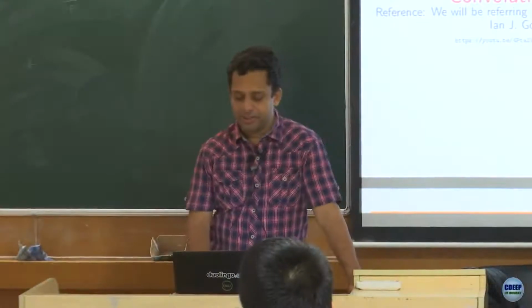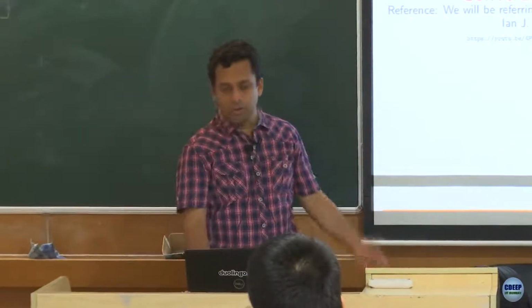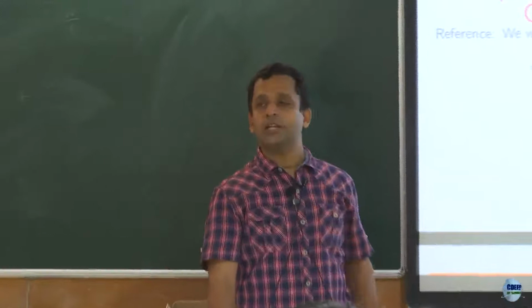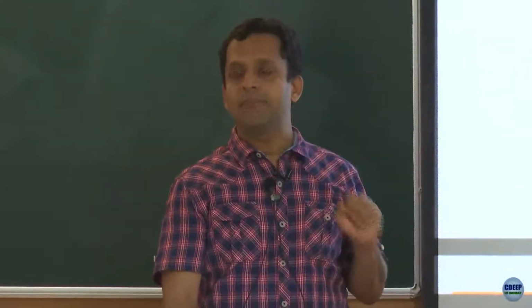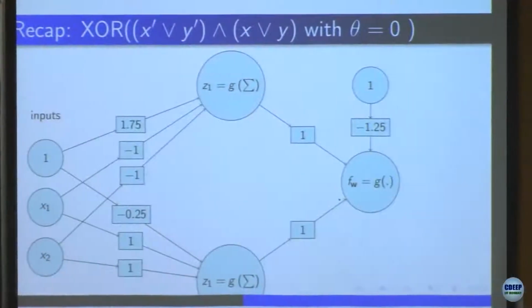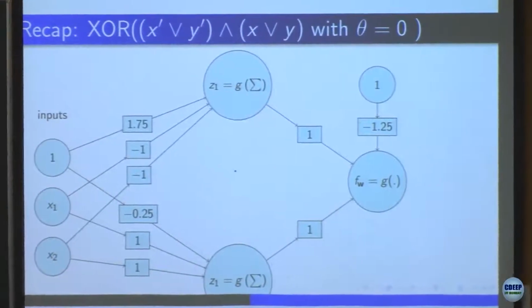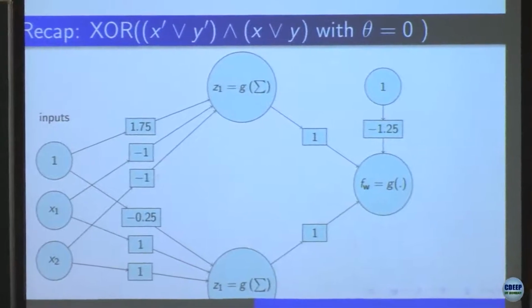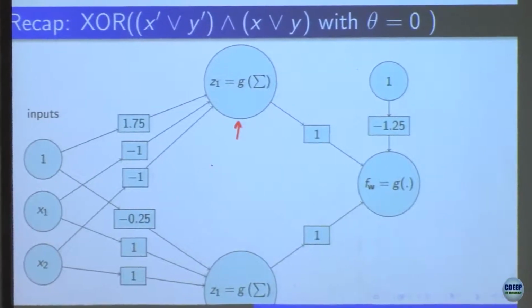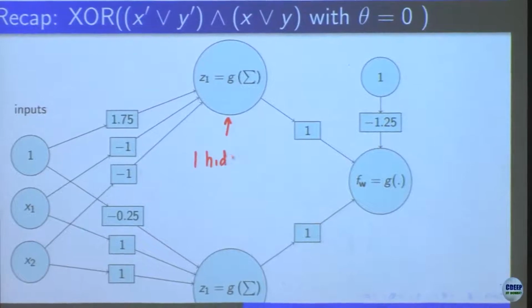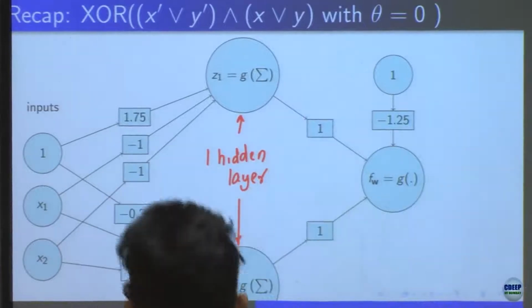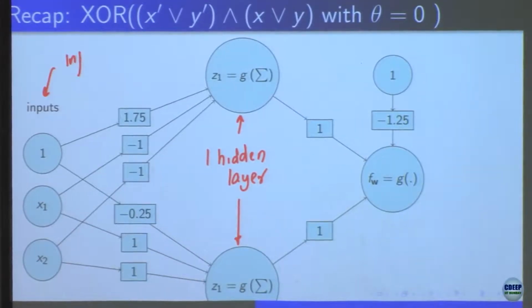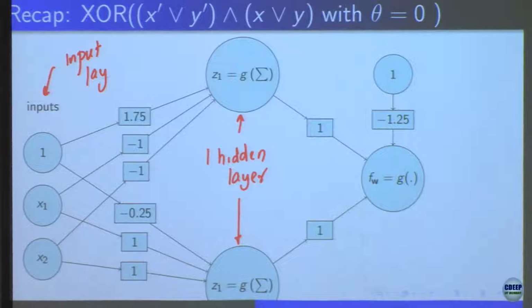So we talk about backpropagation algorithms, flow graphs, and then move on to networks which have prior knowledge or common sense knowledge embedded into their architecture. So just recap this XOR network. We had exactly one hidden layer. This was the input layer. This was the output layer.